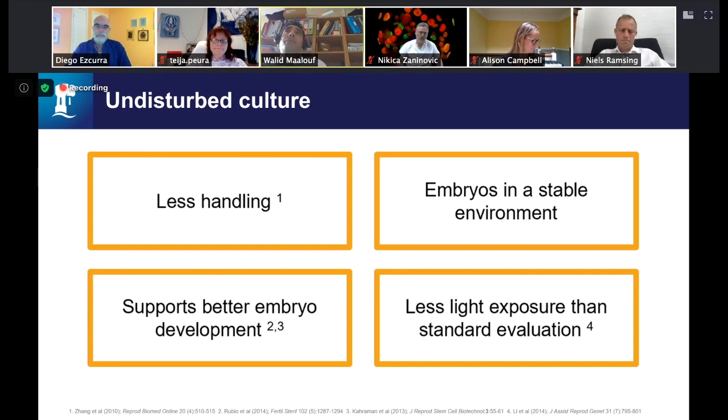One of the major benefits with time-lapse is that you can, for the first time, culture and monitor your embryos in an undisturbed environment. Handling of embryos outside the incubator is well known to stress the embryos, as we demonstrated, and can have effects on their viability. So you have less handling, you've got embryos in a stable environment, better development, and, unlike what some people say, you actually have less light exposure than standard evaluation.